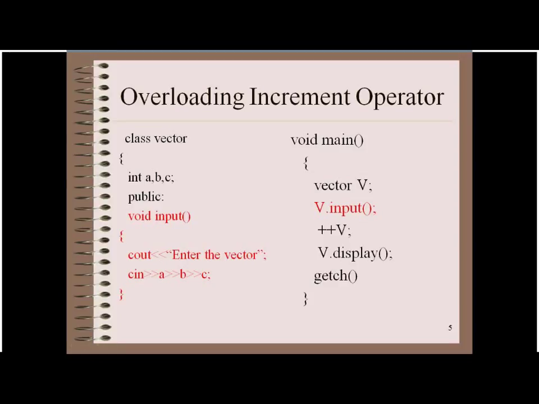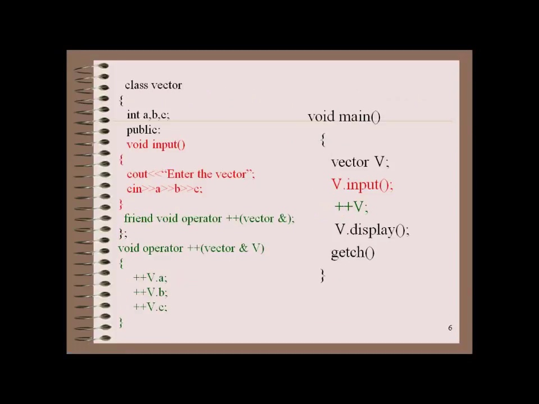How would we come to know that it is a member function? Because we have used a dot operator while calling this function. Dot operator is used whenever we call a member function for a particular object. Void input, cout, enter the vector in a, b and c. That means we would be getting three values for this particular vector. Next statement is ++v.